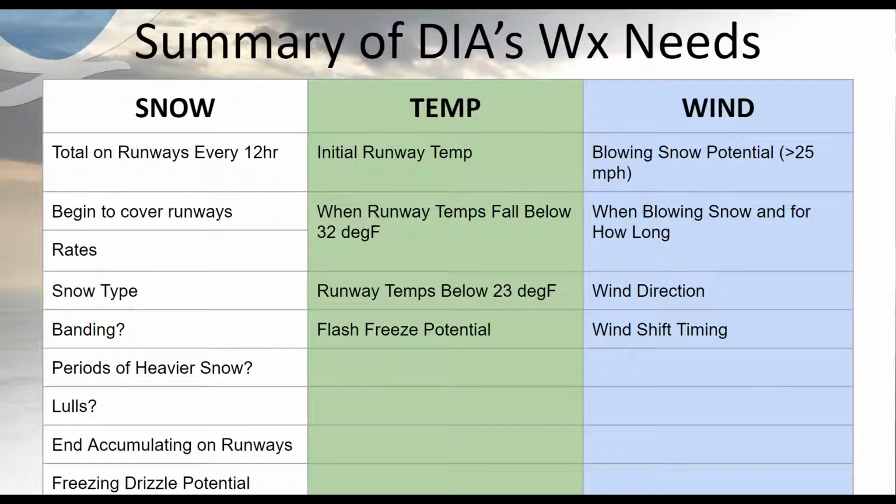So summarizing their needs, I've got just the charts here. They care about snow, runway temperature, and winds, and everything you can imagine in terms of snow. Rates, ending, any banding, heavier snow. If there's any lulls in the snow, they want to know about them. Those types of things, again, that's beyond the scope of what we can provide during the tactical phase, but we try and do our best during the planning phase to highlight when the heaviest snow is going to fall, our best bet on when we think it's going to end, and all those types of things. And that goes into the end product, as I'll show in a minute.